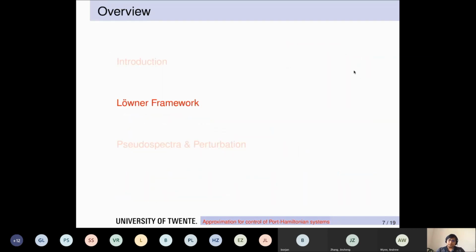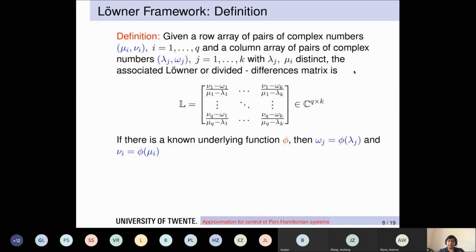For this data-based approximation, the key is the Löwner framework, and the Löwner matrix is the key of this framework. We can define this Löwner matrix if we are given two sets of data pairs, and in this data there is an underlying function between the two sets. Then the divided difference matrix is called the Löwner matrix. This is important because it encodes all the system's information, and the rank of this matrix is related to the complexity of the original system.